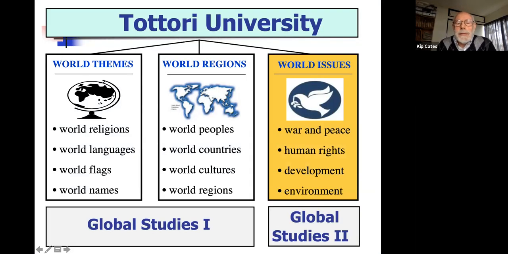I teach at Doctoral University, and we have a special global studies program. Global Studies 1 has two parts. The first half is about world themes, where we have students study world religions, world languages, flags, and also about world regions, Asia, Africa, and so on. The second course is called Global Studies 2, and that is a global issues course. We look at four main areas: war and peace, human rights, development, and environment over one semester.